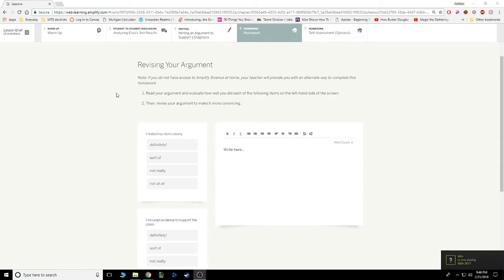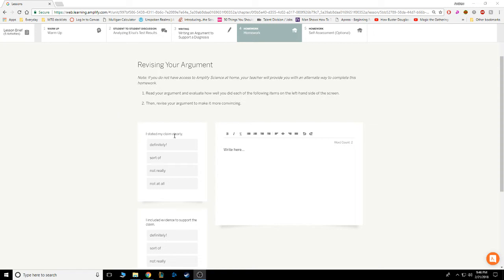You've done this kind of thing before, so you should be somewhat familiar with these steps, but reading them a second time will help you make sure you know what you're up against. Step 1. Read your argument and evaluate how well you did each of the following items on the left-hand side of the screen. Now, I didn't write an argument here because I want you to write your own, and I don't want you to be tempted to copy mine. But I'm going to go through each of the steps as though I had written an argument, so you can get an idea of what you're looking for. Let's go ahead and start with the first one.